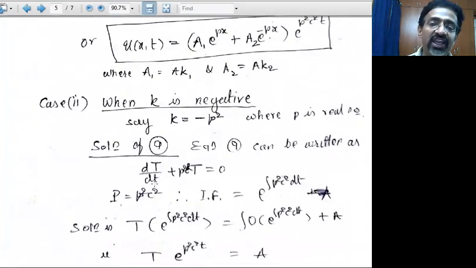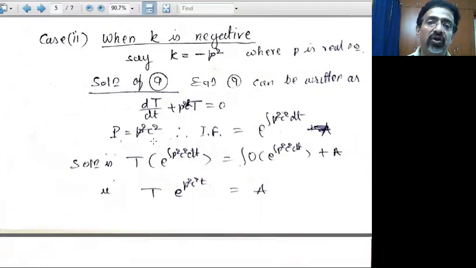dT by dt plus p squared c squared T is equal to 0. Right. So the other equation will be what? d squared X by dx squared, minus of minus p squared will be plus p squared times capital X is equal to 0, will be my other equation. See here, if I observe, I follow case one. So dT by dt plus p squared c squared T is equal to 0 is a Leibniz equation. Therefore, P is p squared c squared, R is 0.